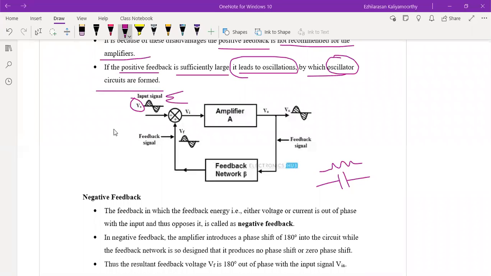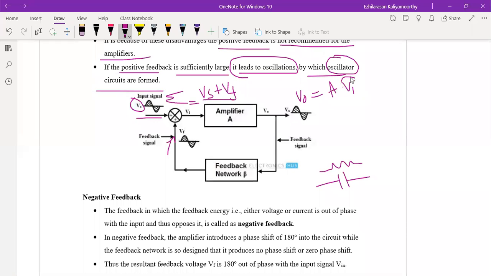Vs is the input signal. Here the Vi is nothing but the combination of the input signal and the feedback signal. This is positive feedback. See, the plus plus is there. So I can say Vi is a summation of Vs plus Vf. The amplifier will produce the output as V naught. So I can say V naught is equal to A into Vi.